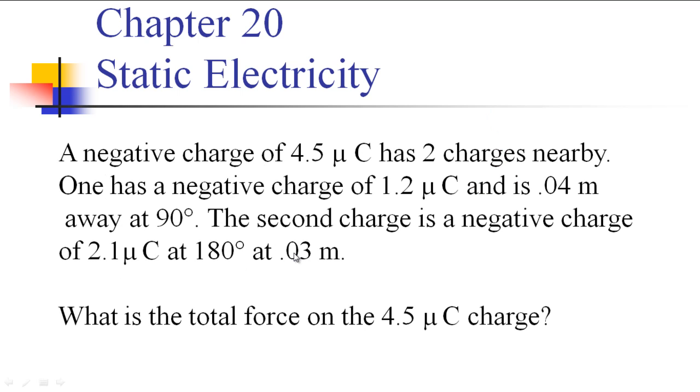Here's one you should do on your own. Got some microcoulomb stuff. You want to convert to coulombs, and your distances are given in meters, so you don't have to convert anything there. So a negative charge of 4.5 microcoulombs has two charges nearby. One has a negative charge of 1.2 microcoulombs and is 0.4 meters away, 90 degrees, and the second charge is a negative charge of 2.1 microcoulombs at 180 degrees at 0.03 meters away. So you want to find the total force acting on the 4.5 microcoulomb charge.